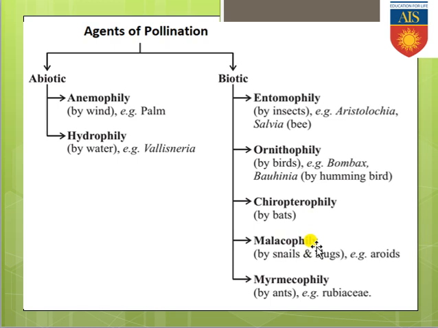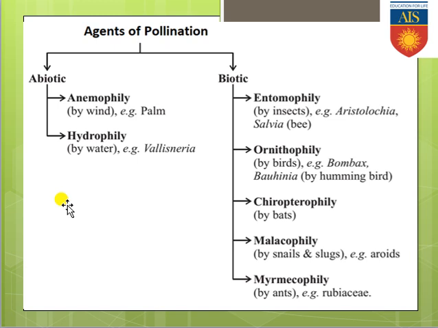Next, malacophily, this is another pollination type where malaco means mollusk organisms, snails and slugs, they help in the cross-pollination process, and those flowers which are commonly pollinated by malacophily are known as malacophilous flowers. And the last one you can see is myrmecophily. Myrmecophily is a kind of pollination where cross-pollination happens by ants, and those flowers which are pollinated by ants are known as myrmecophilous flowers. Now the point is, we will be discussing each kind of pollination except myrmecophily, because that is not in our syllabus.